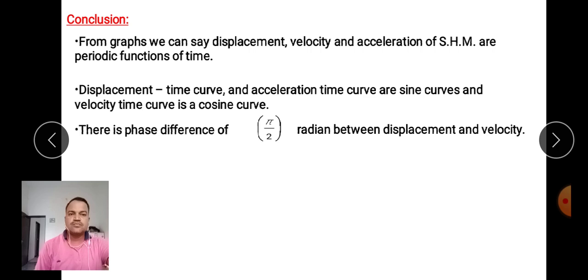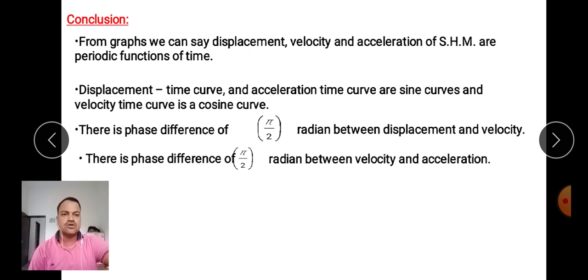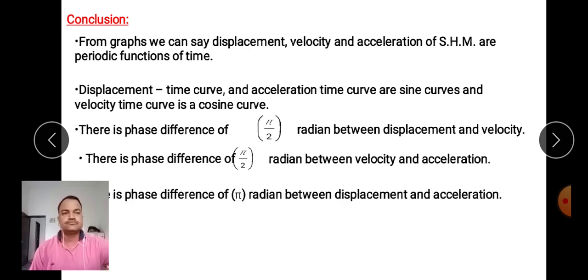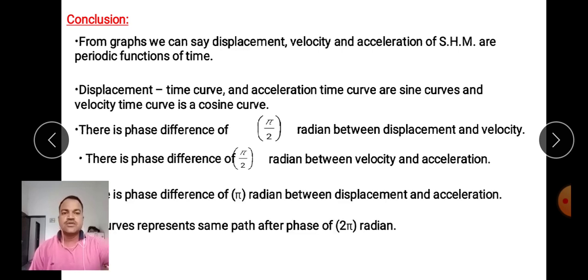There is a phase difference of pi by 2 radian between displacement and velocity. There is a phase difference of pi by 2 radian between velocity and acceleration. So therefore the phase difference between displacement and acceleration is directly pi. This curve represents the same path after a phase of 2 pi radian. So this curve repeats again and again after the completion of the phase 2 pi radian.